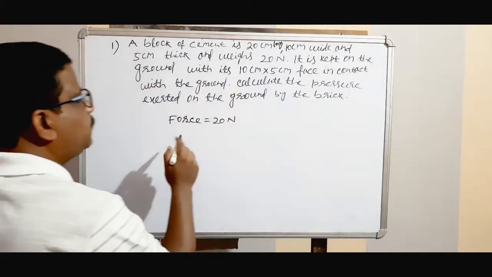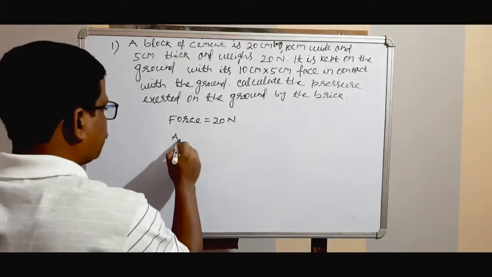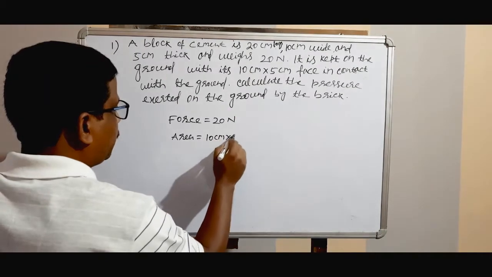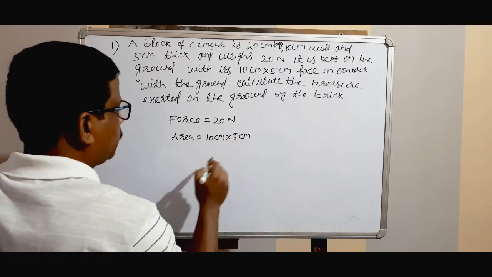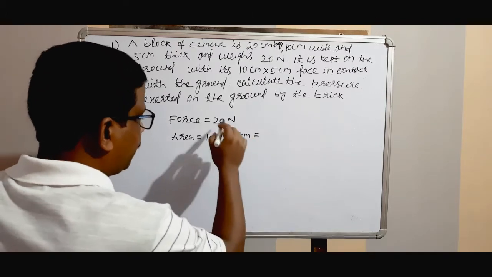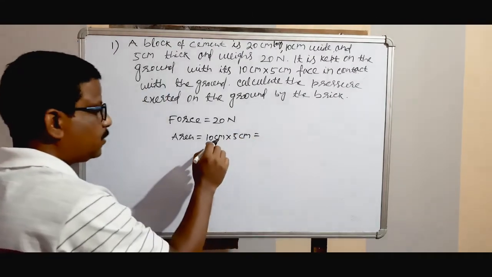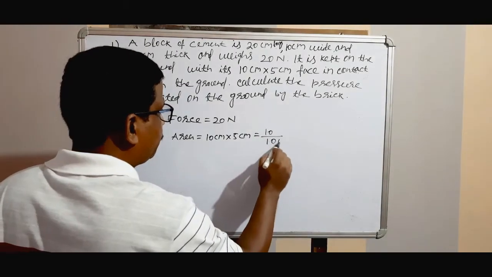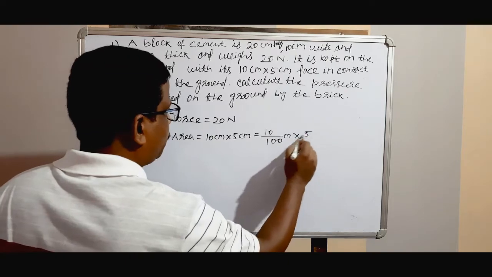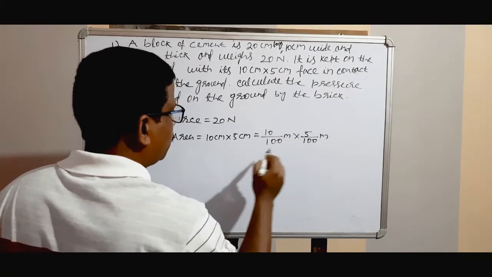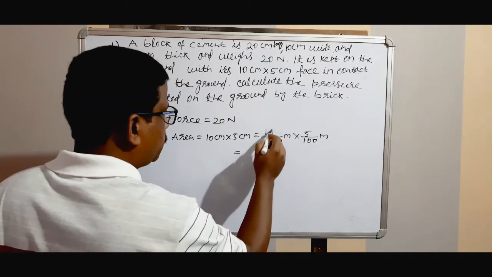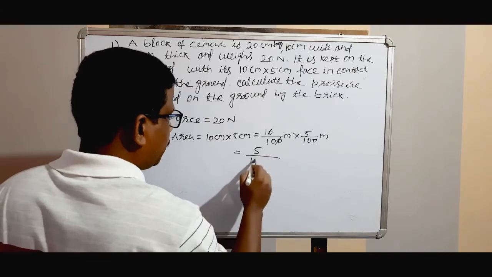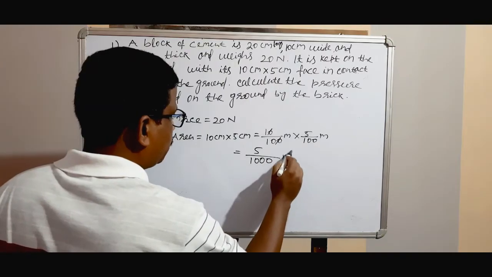So here the area is 10 centimeter into 5 centimeter. We have to convert into meter because Newton is given. So the unit centimeter we have to convert into meter. 10 by 100 meter into 5 by 100 meter. So the 0 will cancel. So 5 by 10 into 100, 5 by 1000 meter square.